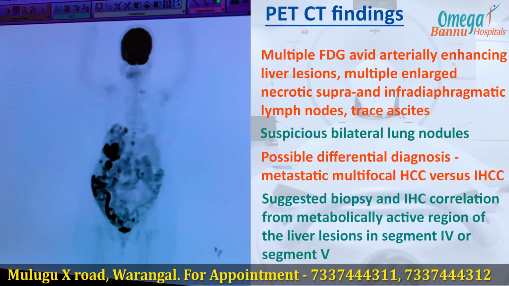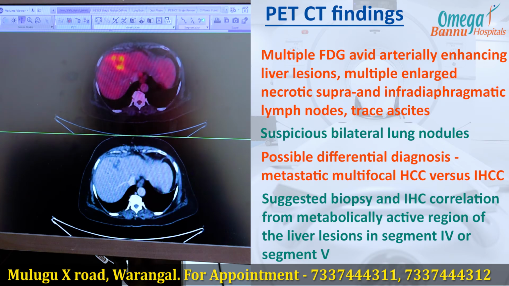This is a whole body MIP image of the patient which shows physiological FDG uptake in the brain. In the liver we are seeing pathological lesions and mild uptake in the spleen, and all this tracer uptake that we are seeing is in the bowel loops, which happens in diabetic patients.